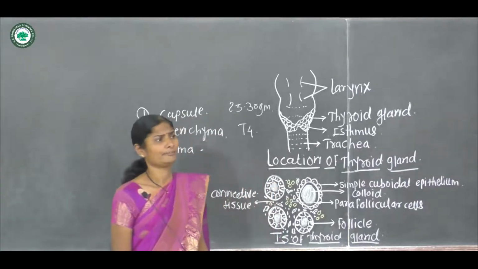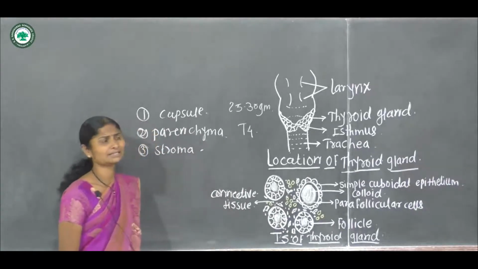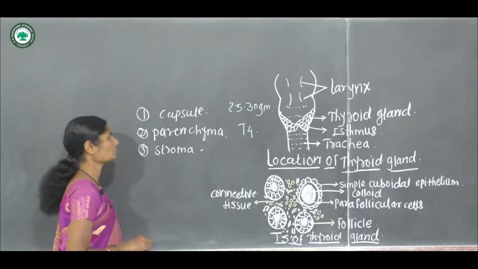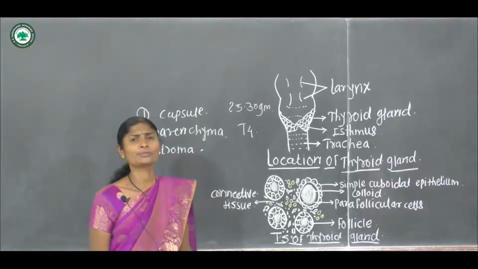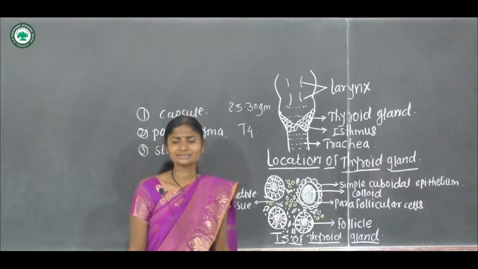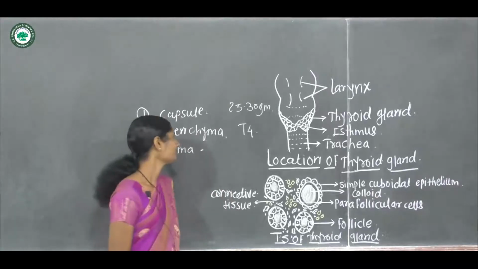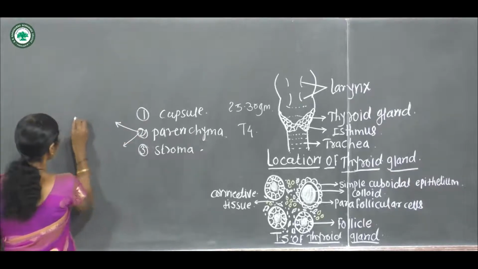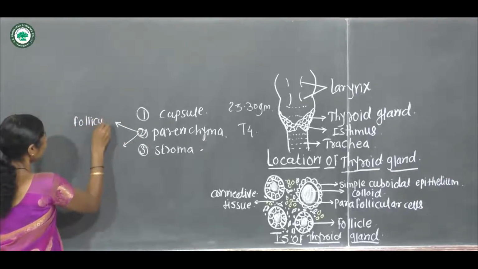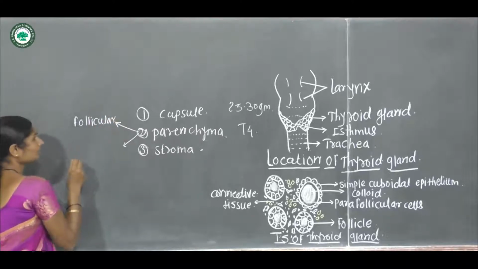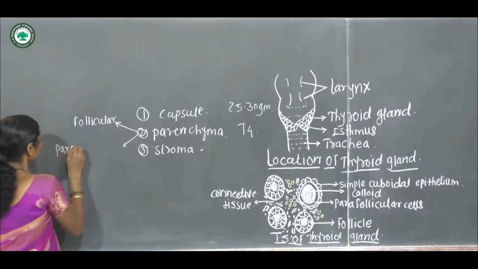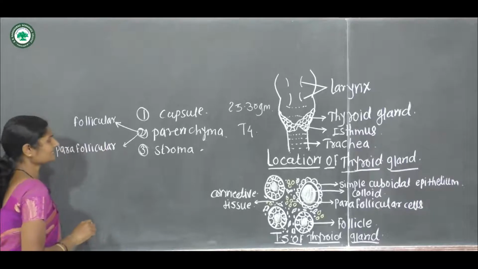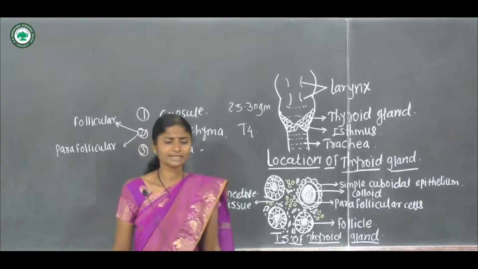When we observe the microscopic structure of the thyroid gland, it shows the capsule, parenchyma, and stroma. The capsule is mainly made up of connective tissue. The parenchyma is the glandular portion, and it mainly contains two types of cells: follicular cells and parafollicular cells. The stroma is made up of connective tissue.